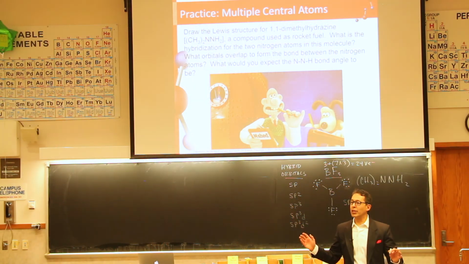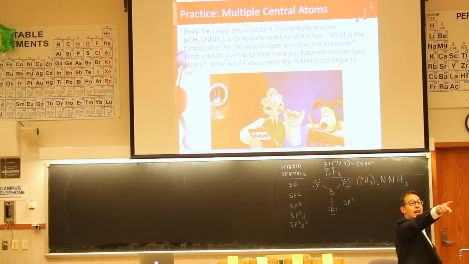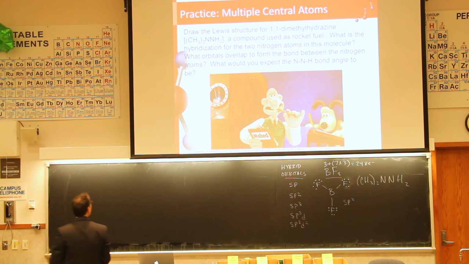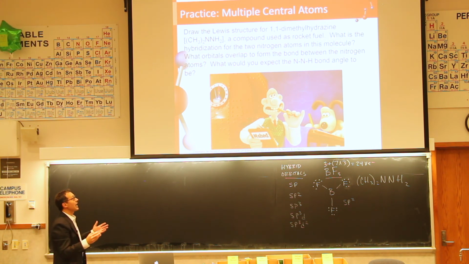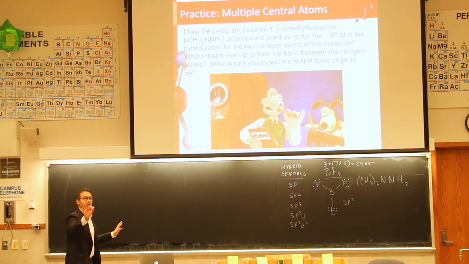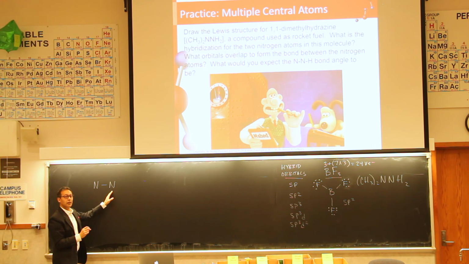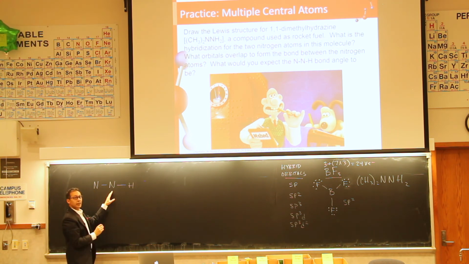Picking people completely at random. You, back there, yes, you had this correct, I believe. Yes, yes. So can you help me out here with our structure? We want to come up with the structure for the 1,1-dimethylhydrazine. So how did you do this? A lone pair up here. Excellent.